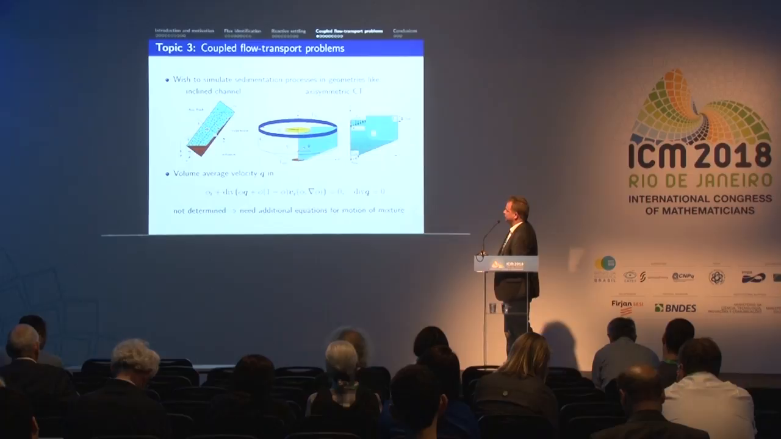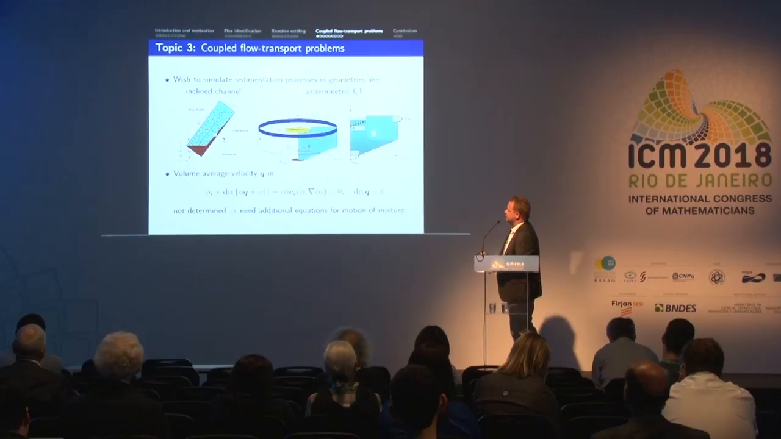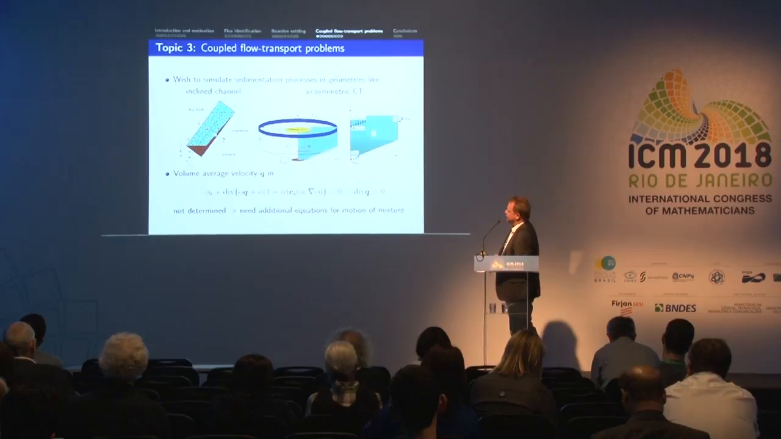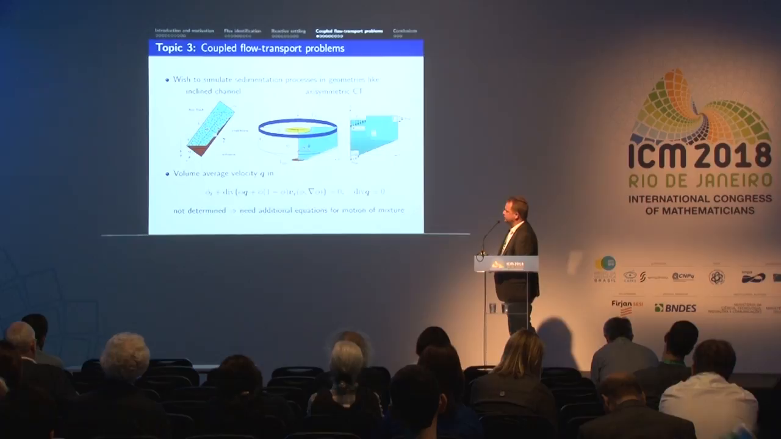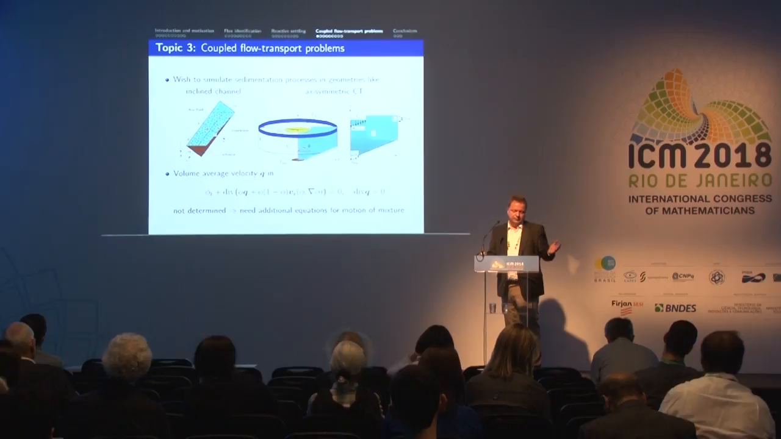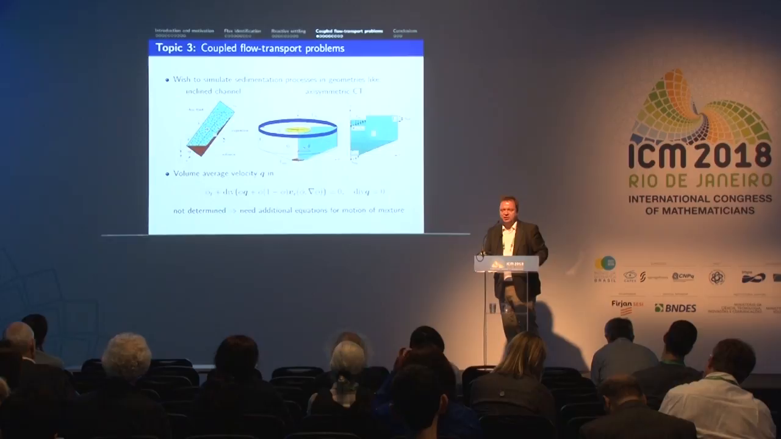Now let us recall that for the description of such a model, the volume average velocity, q, is no longer determined. The equations that we have studied so far are just the continuity equations. And if we are in more than one space dimension, then these equations are not sufficient. We need to solve additional equations for the motion of the mixture. So the whole problem, when studied in more than one space dimension, not only changes its dimensionality, but also its complexity.